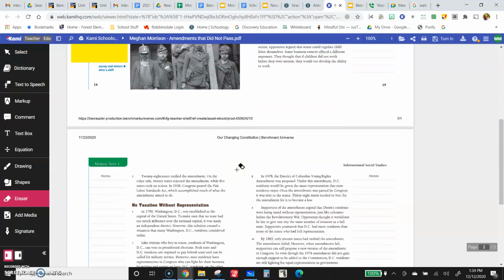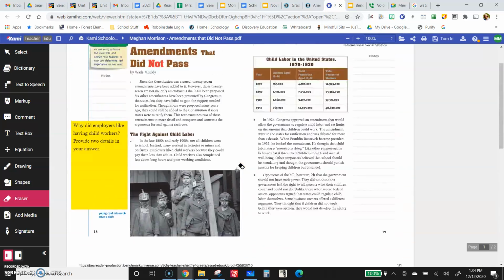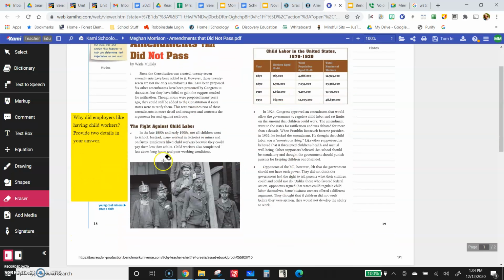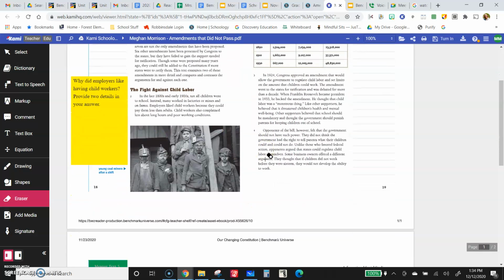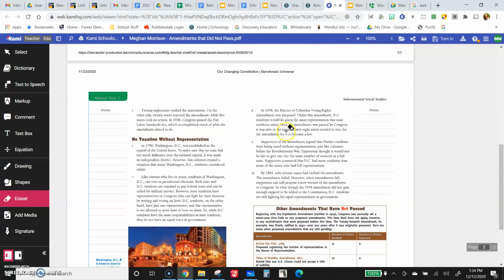Now, note that this one is 2 pages. Okay, so the first page is about the fight against child labor, and then the next one is about no taxation without representation. So taxation means paying taxes, representation meaning having someone in government who represents you, who will sort of fight for your rights.